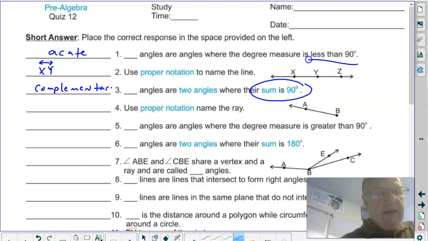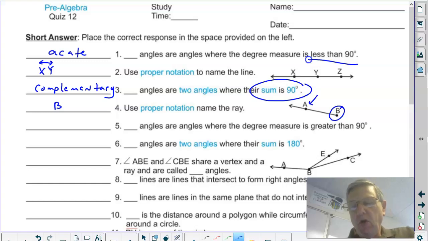It's like complementary angles. Use proper notation to name the ray. All right, how do you name a ray? You must start at the end point. So B, pick another point along the ray, A. It's the only point you had. If you had more than one, you could choose whichever one you wanted. But the B has to be first, and then the ray symbol has to be over top. And you got to have that ray symbol looking just like that, ray BA. Number 5, blank angles are angles where the degree measure is greater than 90. That's obtuse.